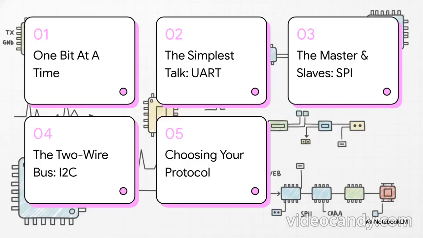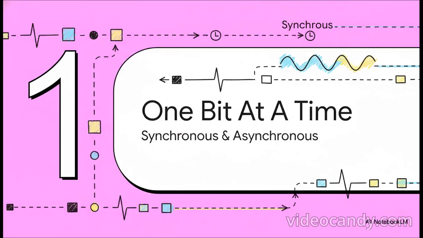So here's what we've got on tap. First, we'll get into the core idea of sending data one bit at a time and look at how devices stay in sync. Then we'll break down 3 of the most common protocols out there: UART, SPI, and I2C. And to wrap it all up, we'll put them side by side to help you figure out which one is the right tool for the job.